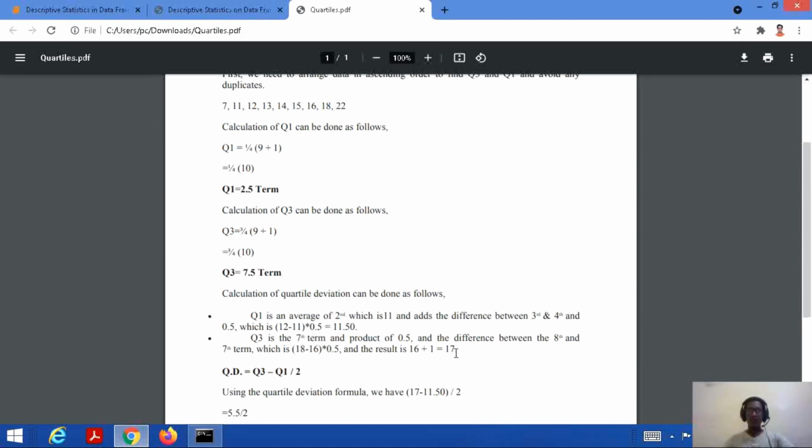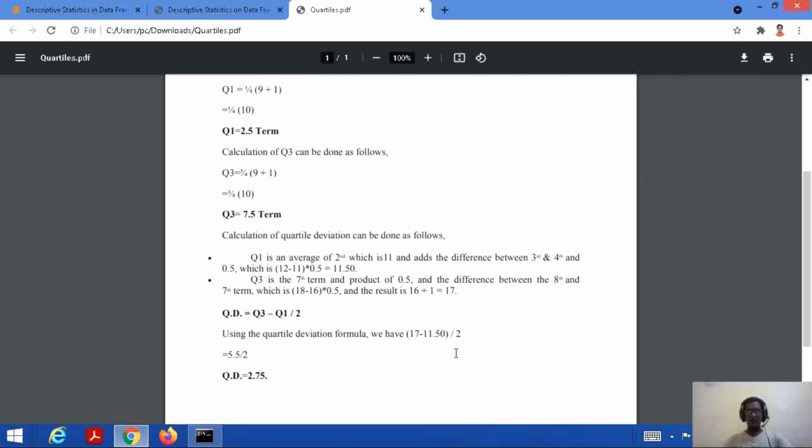So Q1, that means the first quartile, is 11.50, and Q3, that is the third quartile, is 17. Now if you want to calculate the quartile deviation, the formula is given like this: (Q3 minus Q1) by 2, that is (17 minus 11.50) by 2, so the result is 2.75. So this is how we calculate the quartiles.